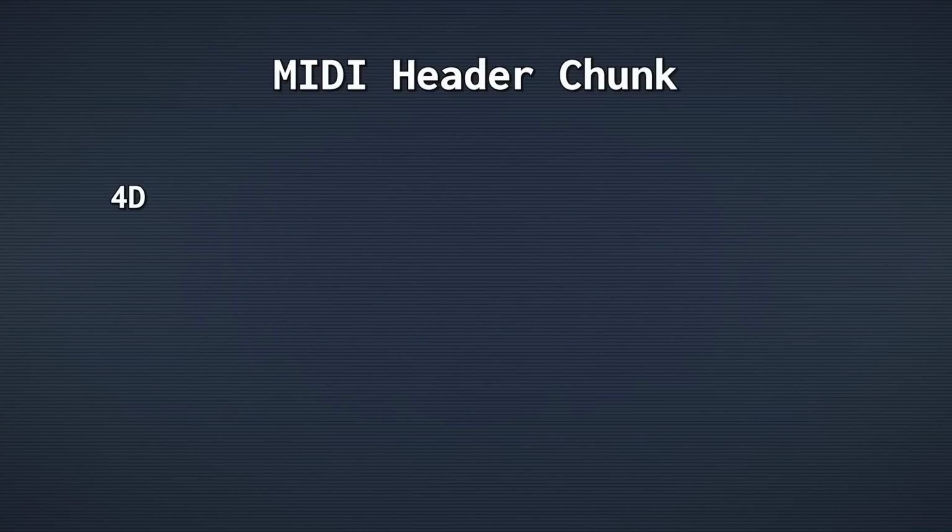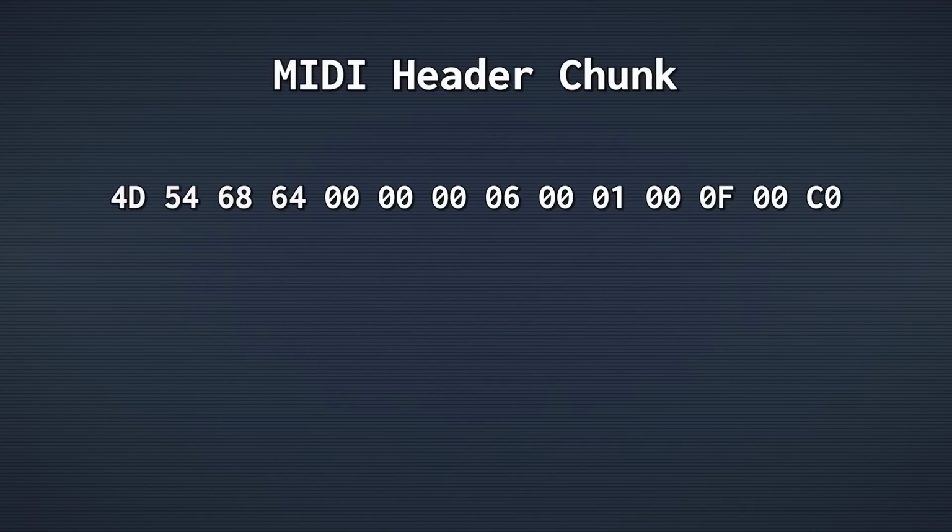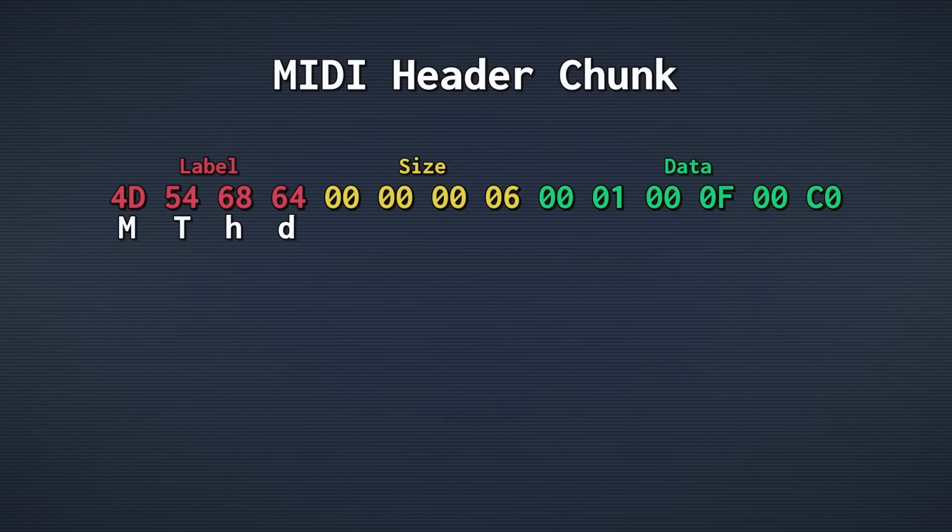The first chunk is always a special header. Here's what it looks like as plain bytes. The first 4 bytes store the chunk's label. If we decode this label using the ASCII encoding, we can see that it just spells MThd. This indicates the MIDI header. Next, we have 4 bytes storing the size of the chunk's data. Note that this is stored in big endian, so the most significant byte comes first, and then follows the actual data of the header, which are the 6 bytes we were just told about.